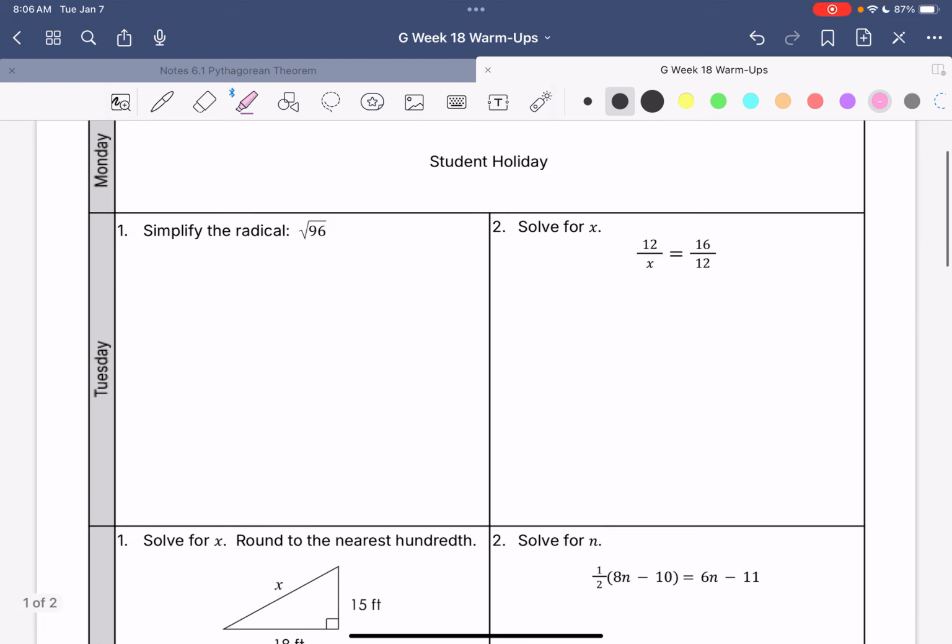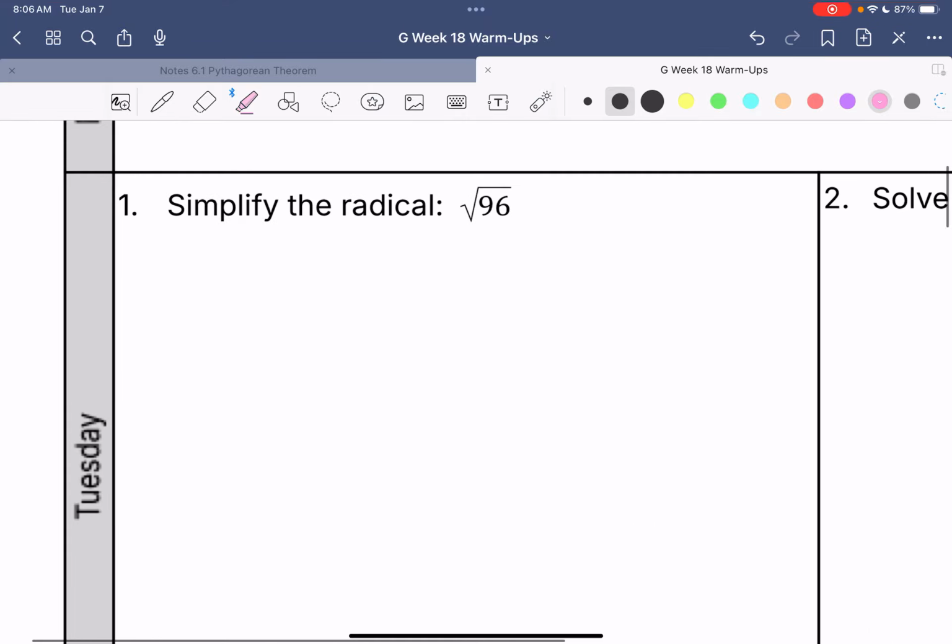Okay, so the Tuesday problems, number 1, simplify the radical, square root of 96. So if you're using the calculators there in class, the black calculators, if you type this in, it's just going to give you the answer. But if you notice, I also have yellow calculators in the classroom because I am going to take those black calculators away. We need to know how to do this on our own.